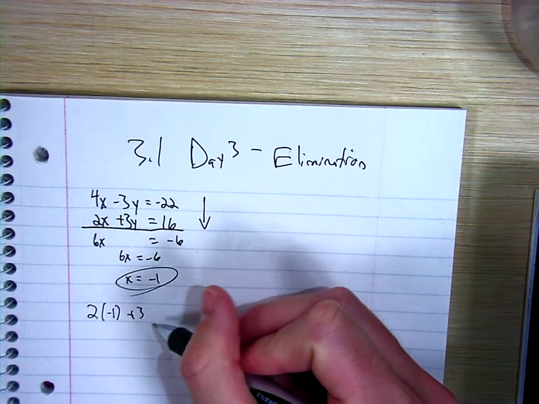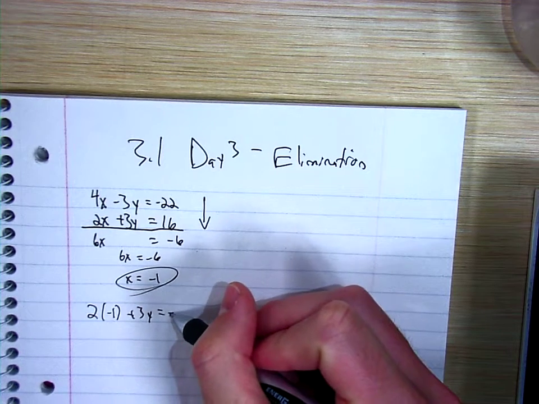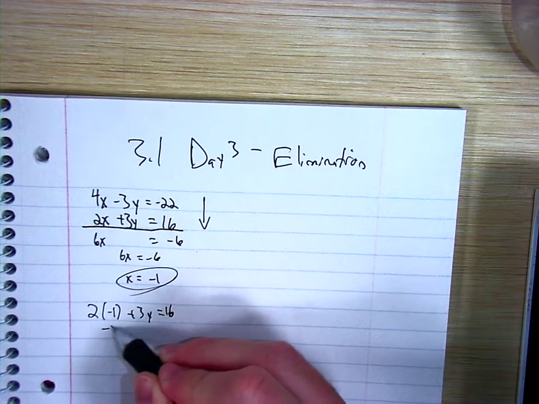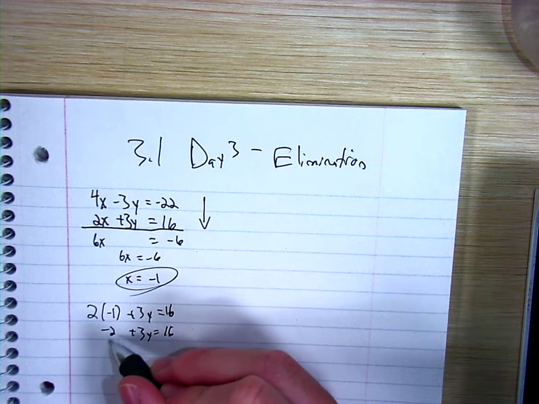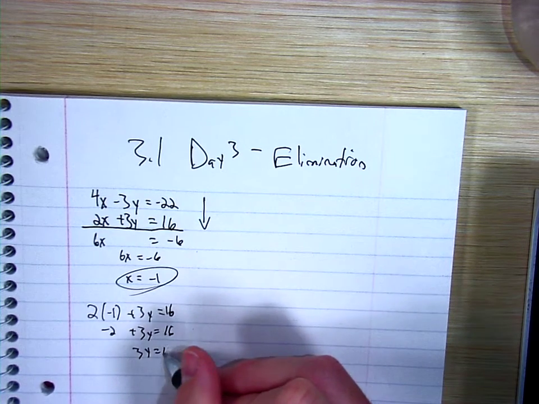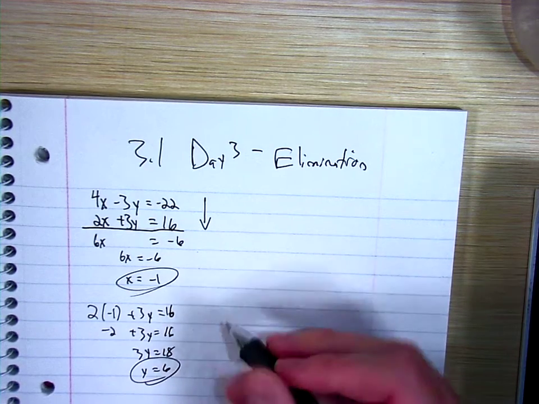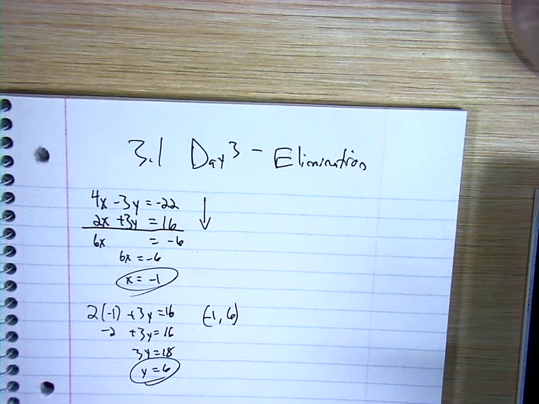So 2 times negative 1 plus 3y equals 16. Negative 2 plus 3y equals 16. We'll add 2 to both sides and divide by 3. There we go. Negative 1, comma 6. Okay.